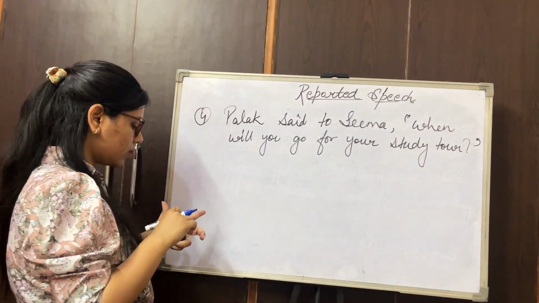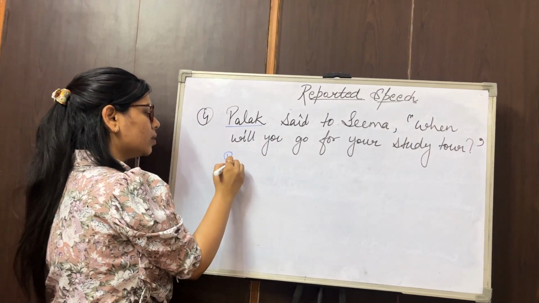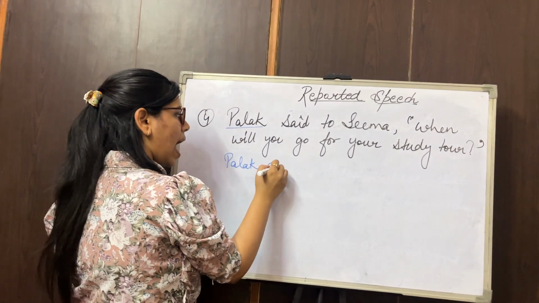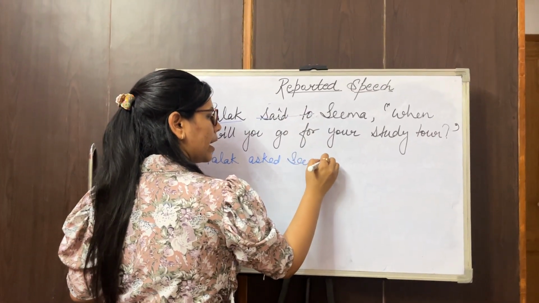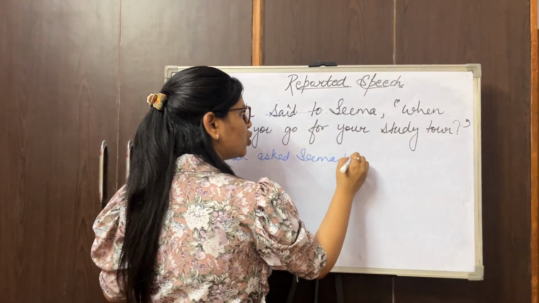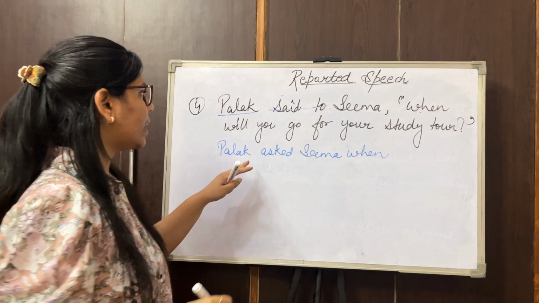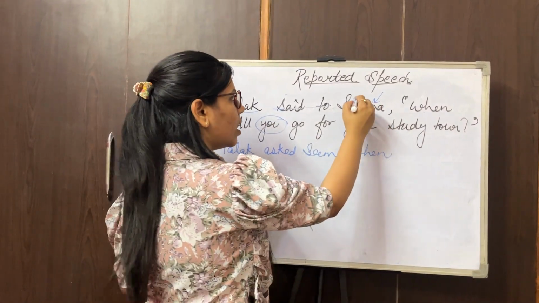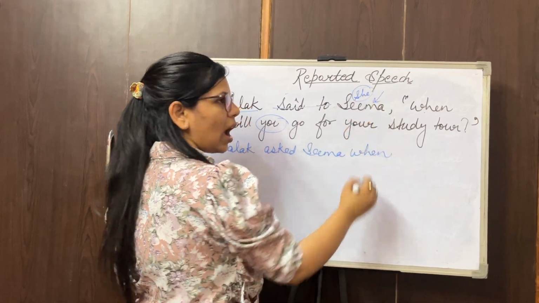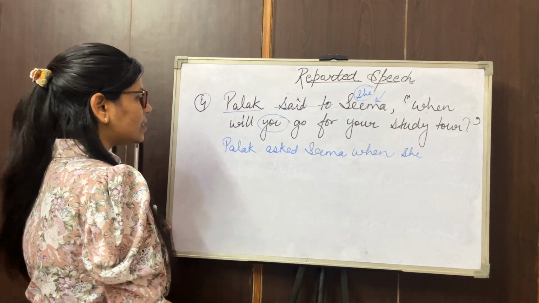Let's try this one. So how will you do it? Right, we'll start it from here. Palak asked Seema. Inverted commas remove, we'll directly jump to when. Now, what is the subject here? Again, you. Who is you? Seema. She is a girl. With girl, we'll use the pronoun she. So, when she.